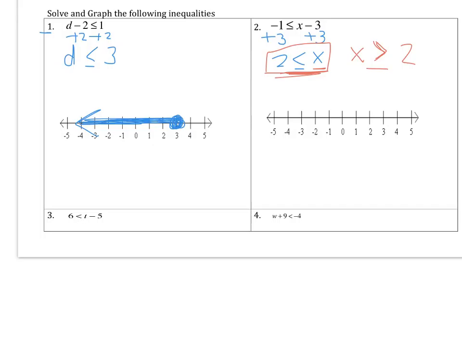So I always want you to graph it by making sure that you get the variable on the left by reading and writing backwards. Now we put a closed circle on 2, and we're going greater than or equal to.